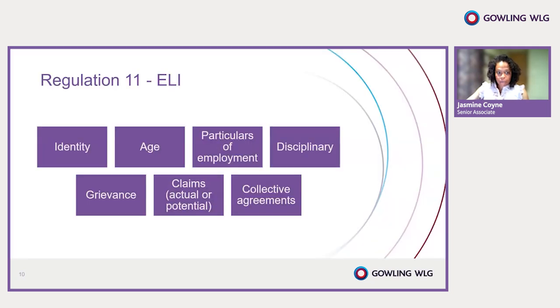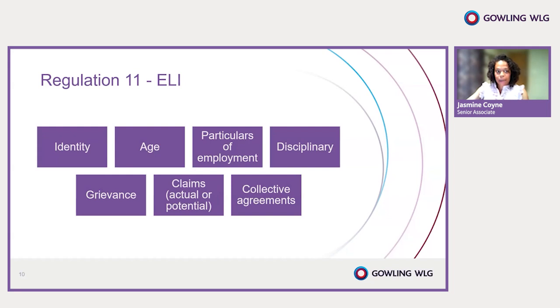Regulation 11 of TUPE sets out the obligation on the outgoing employer to provide employee liability information to the incoming employer to help them understand what they will inherit in terms of number of people, the profile of the people, and what basic terms and conditions they're on. I'm not going to read out all the particular categories of information on the slide, but they're there and they're set out in detail in Regulation 11 of TUPE.